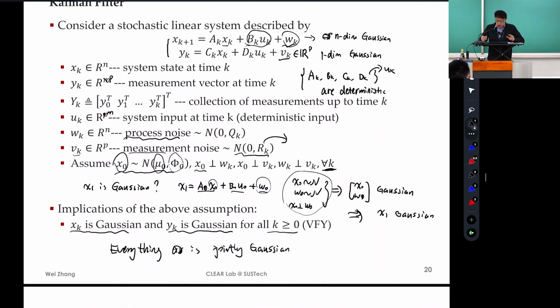All right, another symbol that we introduce is the capital Y. Capital Y is the measurement history, from y0 up to yk. So capital Yk is all the measurements you received, collected up to time k. This vector will grow bigger and bigger as time goes on.